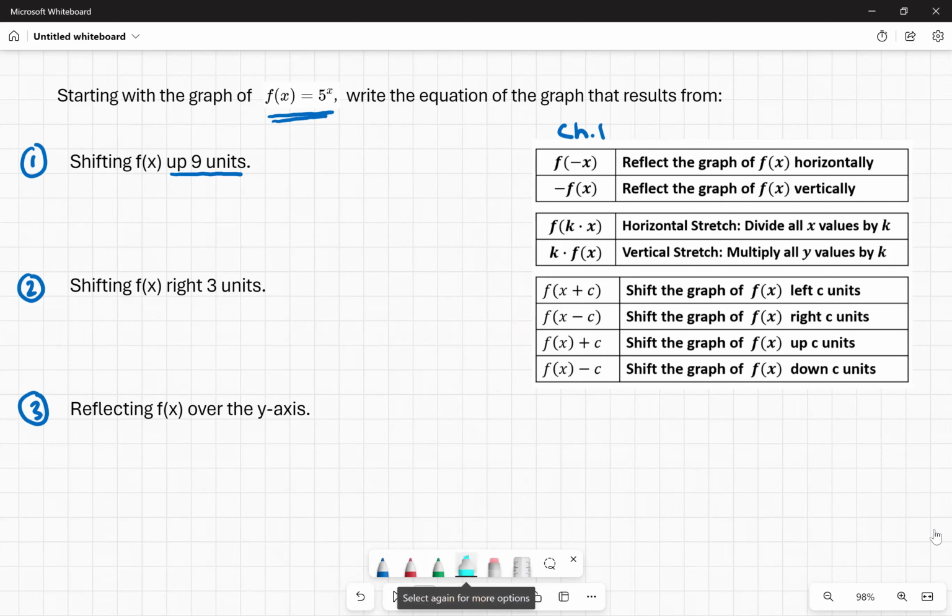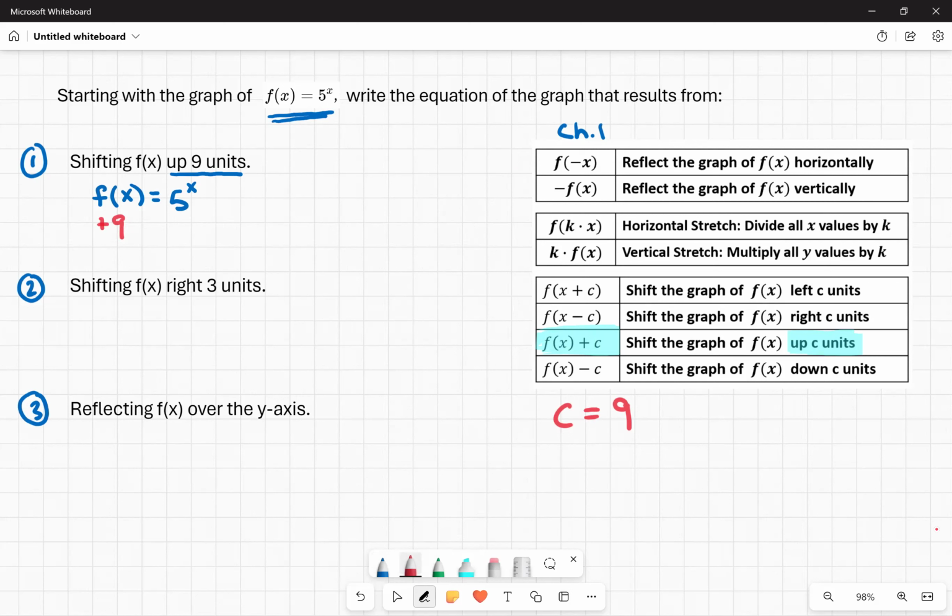So shifting up. Well, we've got to go over here to this chart, and I see shifting up c units is a result of f of x plus c. In this case, the c is equal to 9. We're going up 9 units. So if we start with our function f of x is equal to 5 to the power of x, and we want to shift that up by 9 units, we need to add 9 to f of x.